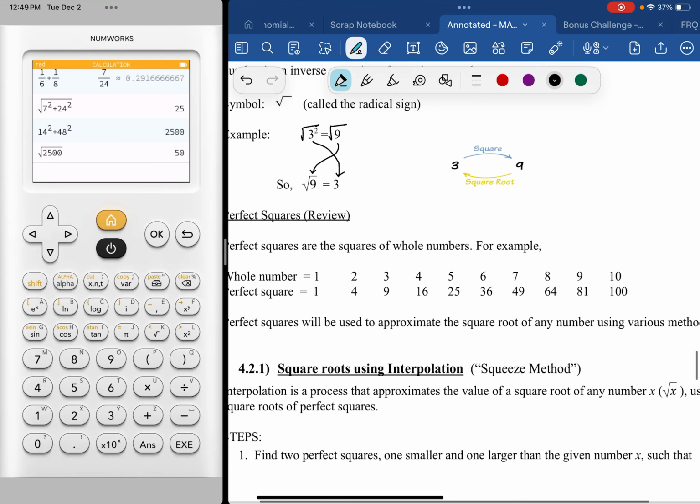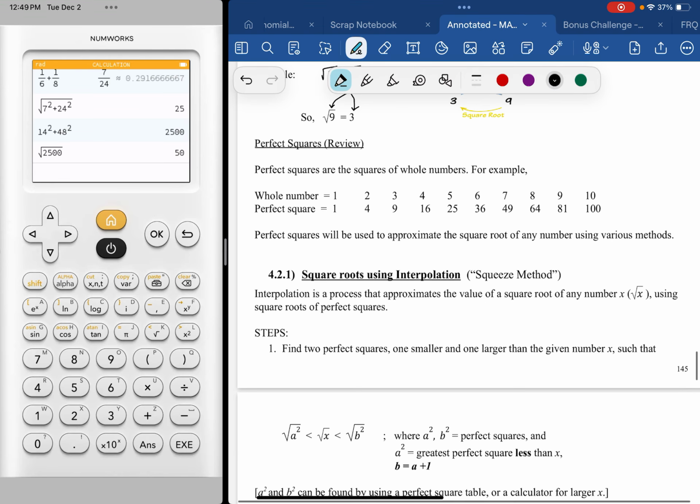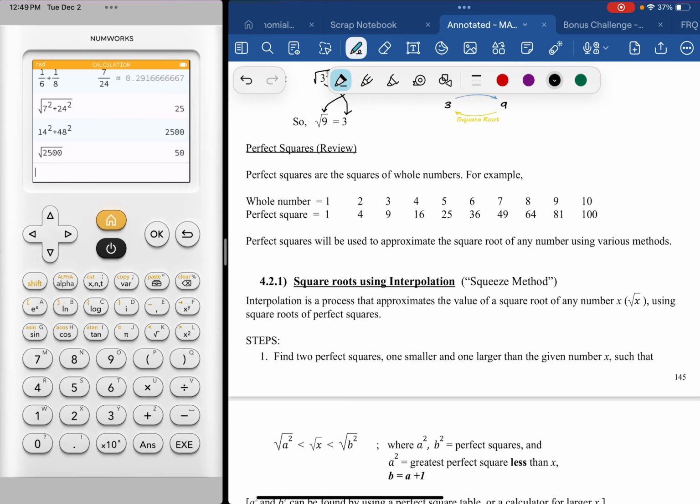Perfect squares, we've talked about this a little bit, but the idea is that if you take a whole number and square it, the result of that would be a perfect square, something that is square rootable.